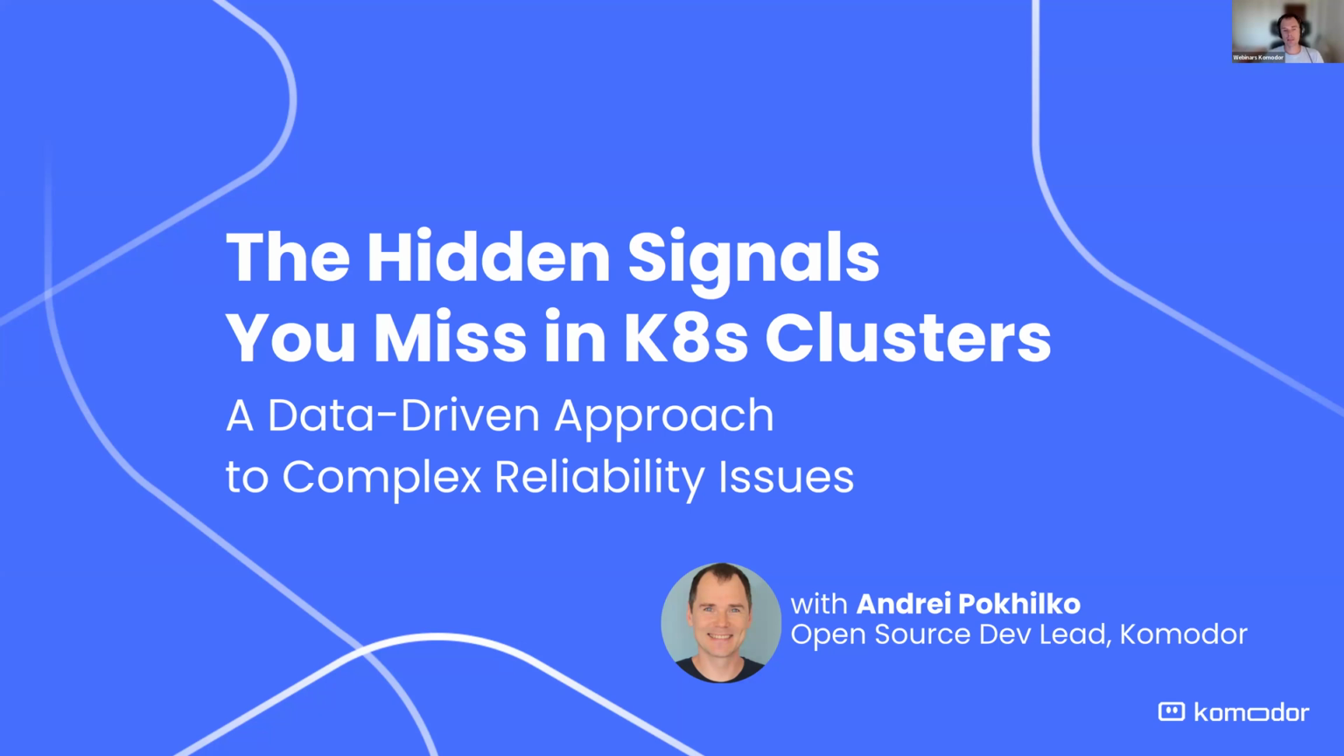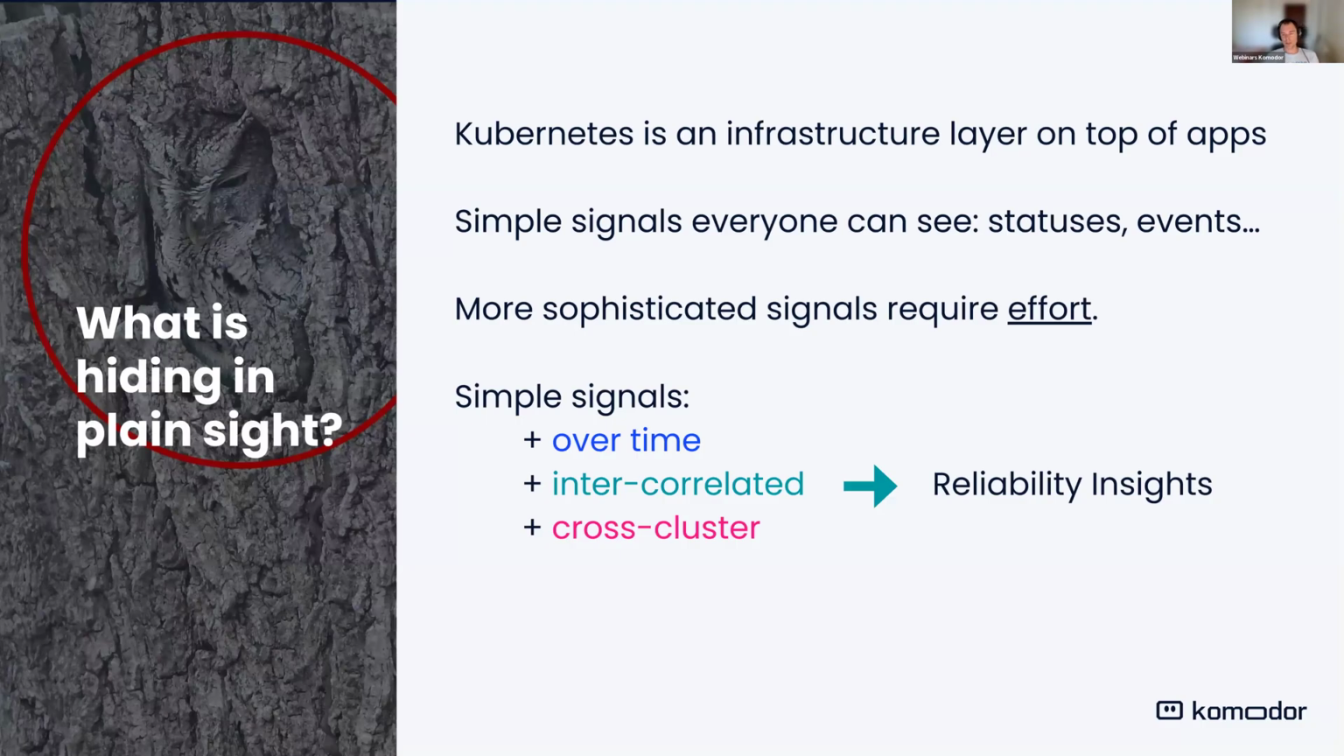Today's topic is hidden signals in Kubernetes clusters, and how you can get some interesting insights into reliability aspects of your Kubernetes clusters. Kubernetes is the infrastructure layer, and the applications run using that infrastructure layer, which creates its own flow of events and information. Those events, those data points, I sometimes call signals, and they carry information about the infrastructure of your cluster and of your applications.